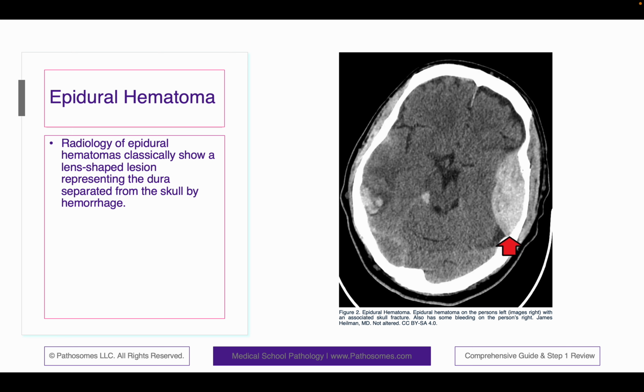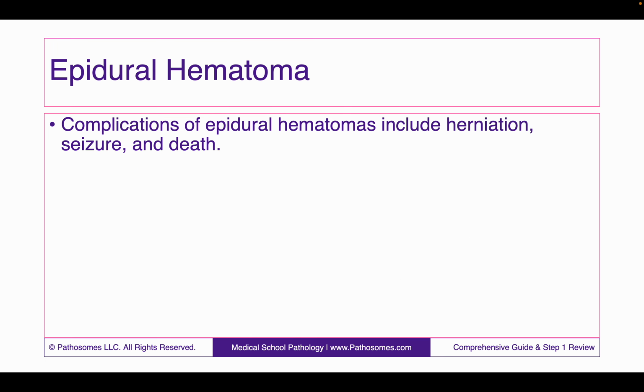Radiology of epidural hematomas classically, as you're aware of, shows a lens-shaped lesion representing the dura being separated from the skull by the hemorrhage. Now, some complications of epidural hematomas include herniation, seizure, and death. For this reason, all my future surgeons, listen closely. For small hematomas, you may need to monitor the hematoma closely because some of them are likely to heal on their own, but the patient might need to stay in the ICU, okay?